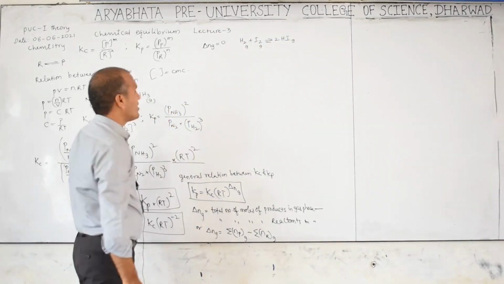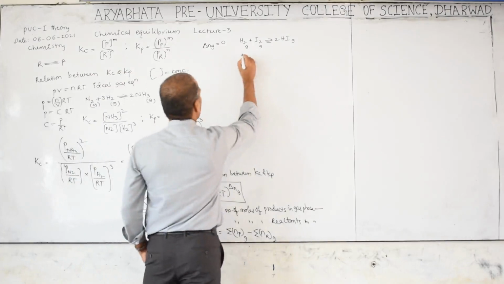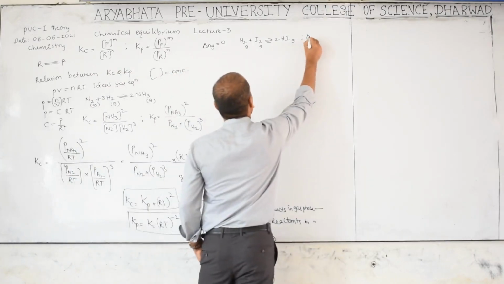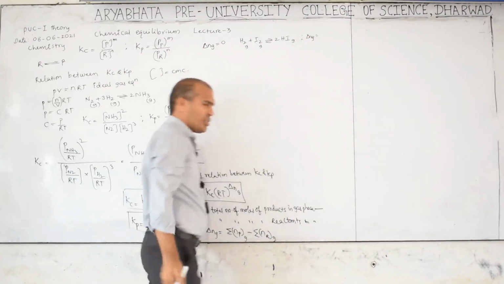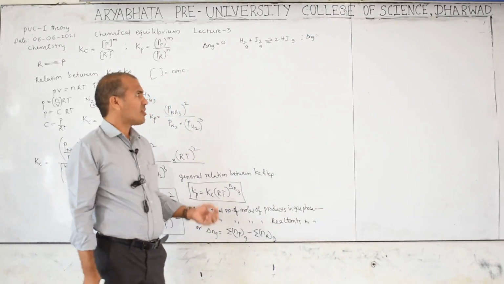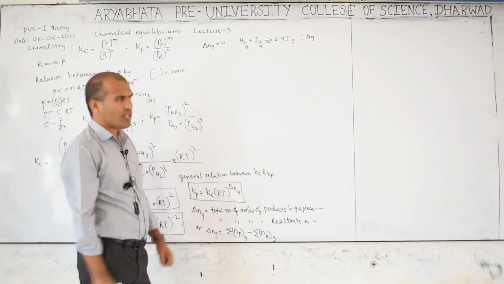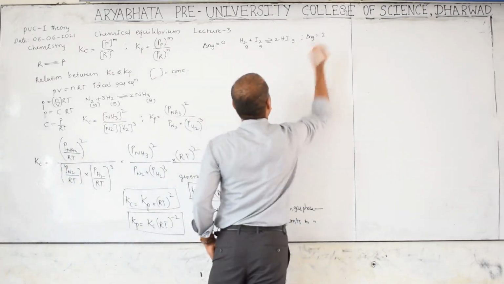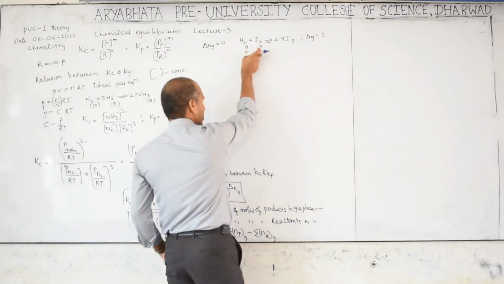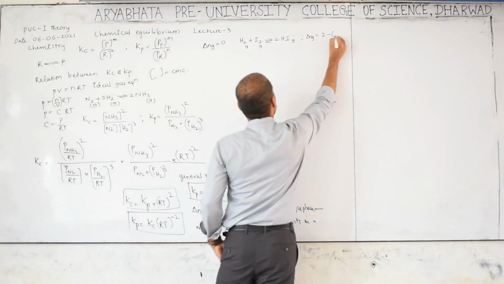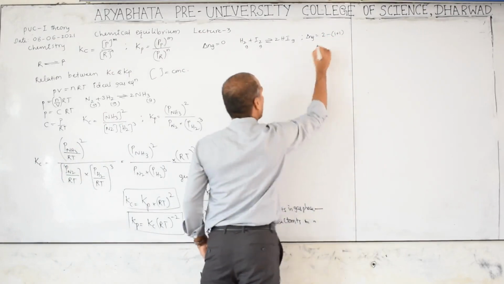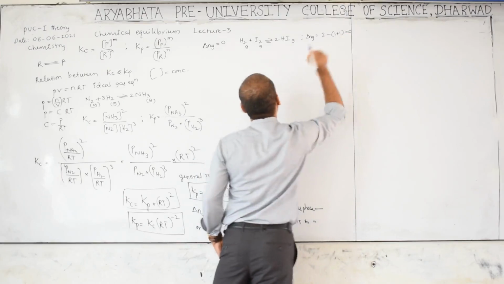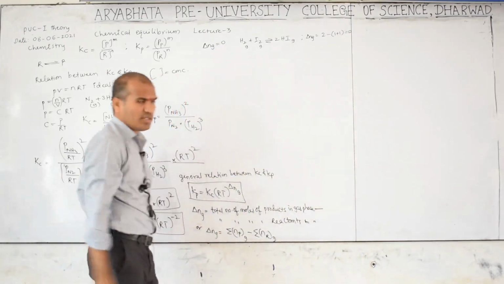These are in gaseous state. Now, what does delta Ng mean? It is the total number of moles of product minus the total number of moles of reactant in the gaseous state. Total moles of product is 2, total moles of reactant is 1 plus 1, so 2 minus 2 is 0. Therefore delta Ng is 0.